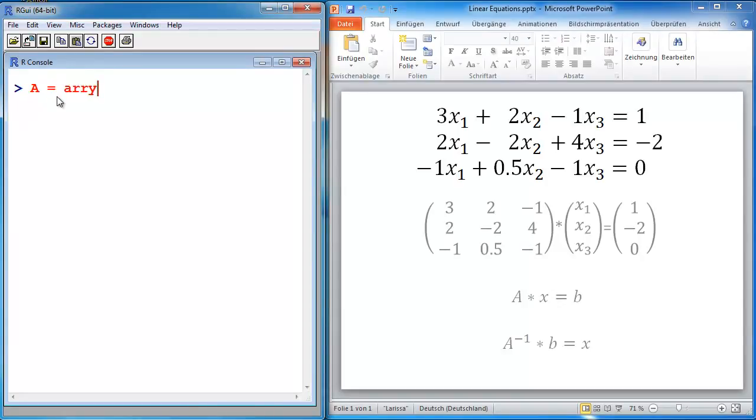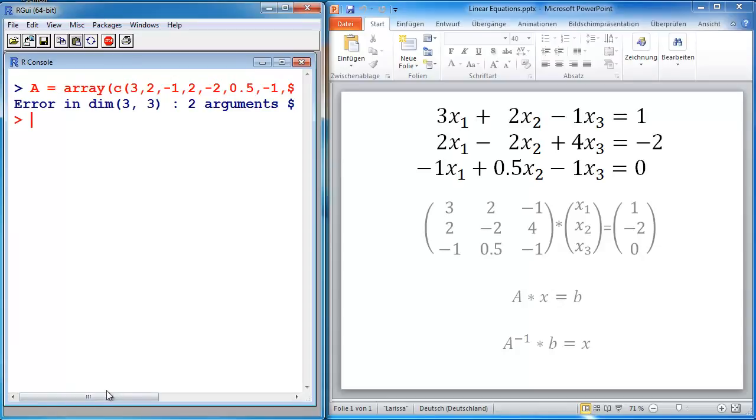Do this with the array function. And now I give the values. The first column is 3, 2, minus 1. Second column 2, minus 2, 0.5, minus 1, 4, and minus 1. Okay, and the dimension of this array is 3 by 3.